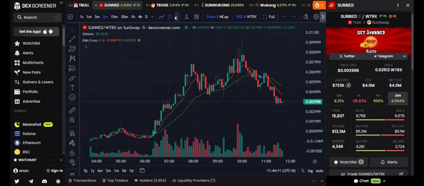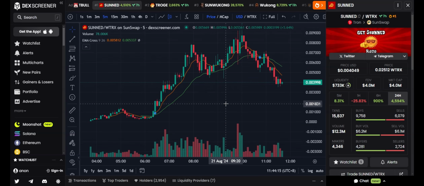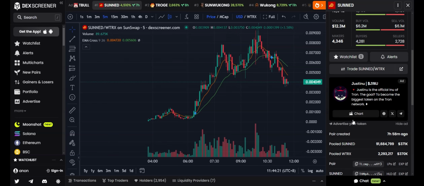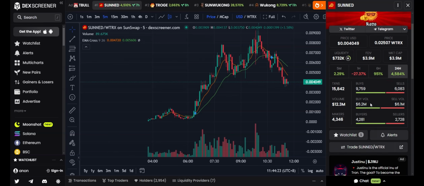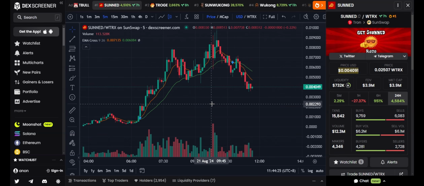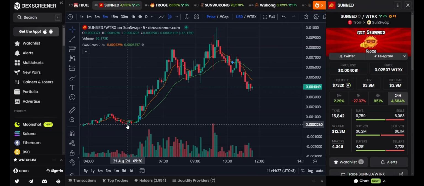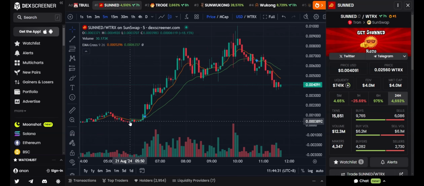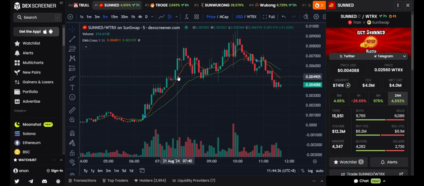The other thing I want you to do is utilize the on balance volume, which we'll go to in a second, okay? But so this is Sund, okay? And it's been going for about 7 hours, nearly 8. And what I want you to see is this orange line here and this green line. So what we have is the 9 EMA, which is the orange line, which is our faster moving line.